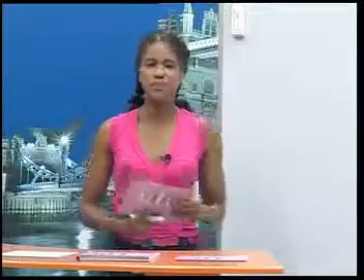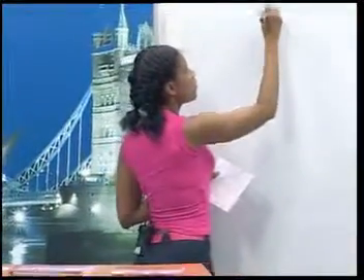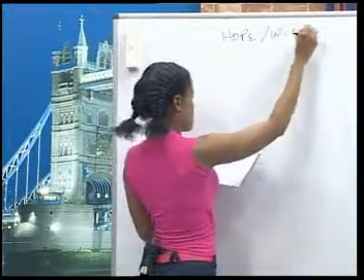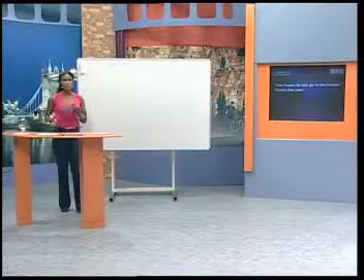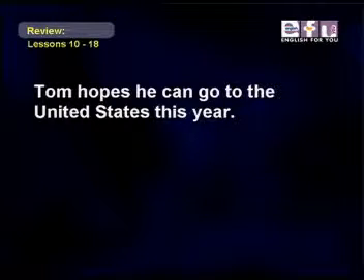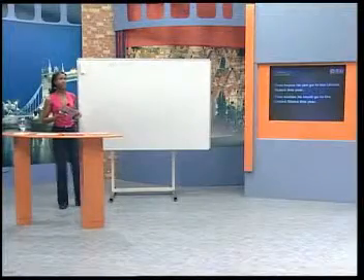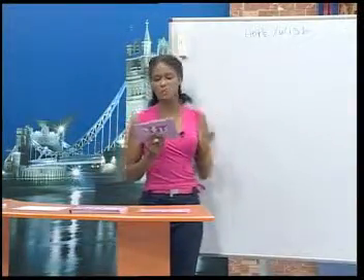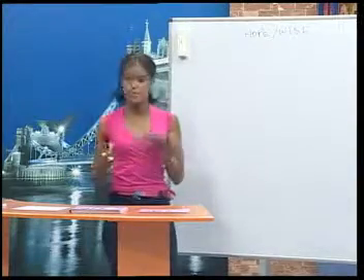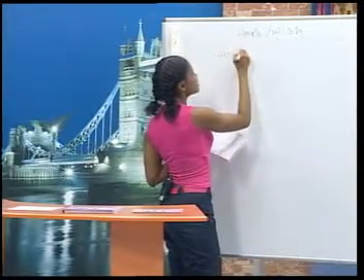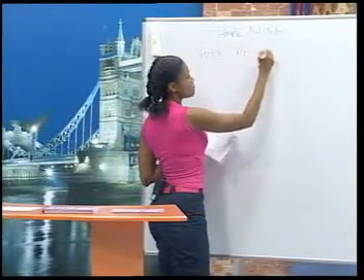Now let's finish our review by discussing hope and wish. Let's look at some examples first. Tom hopes he can go to the United States this year. Tom wishes he could go to the United States this year. So we use hope and wish to talk about future actions or possible future actions. With the verb hope, there is possibility that things will happen.